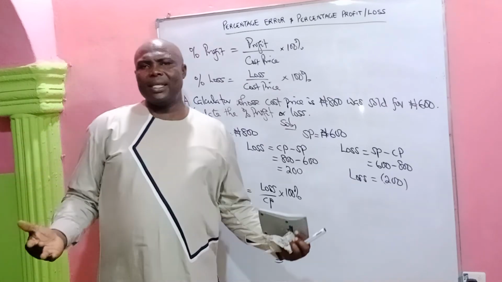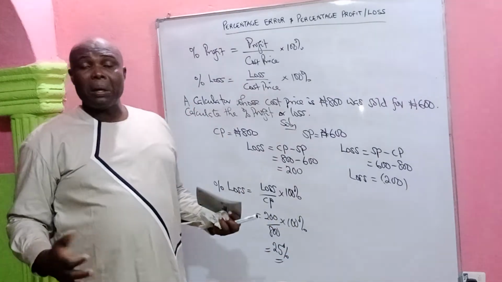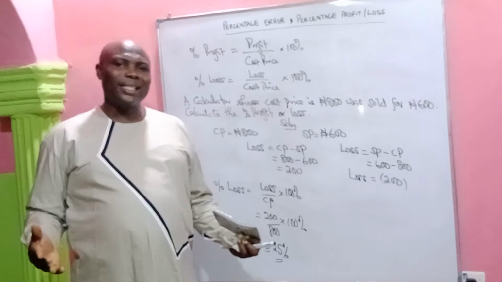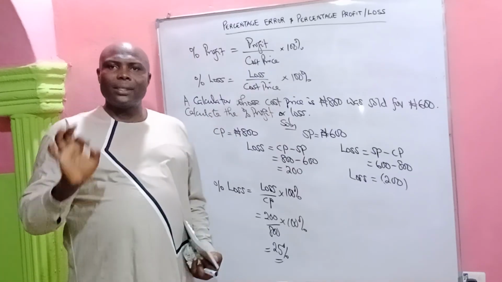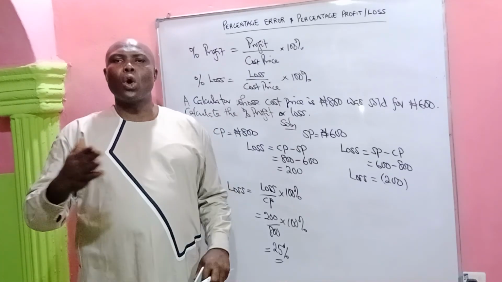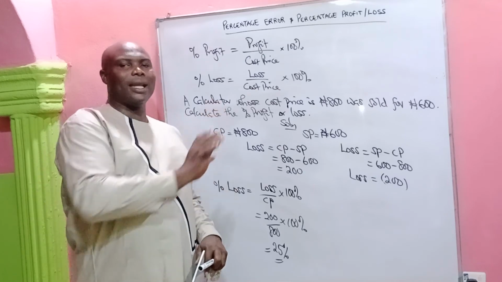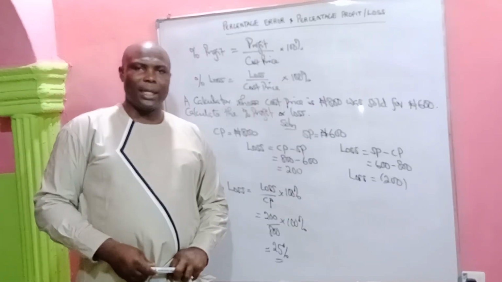All right, so it's always easy, whether it is percentage error or percentage profit or percentage loss. Once you grasp this little formula, you can compute any of these three parameters when you are asked to do that in exams.